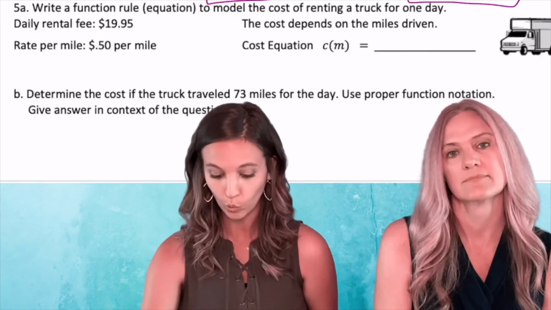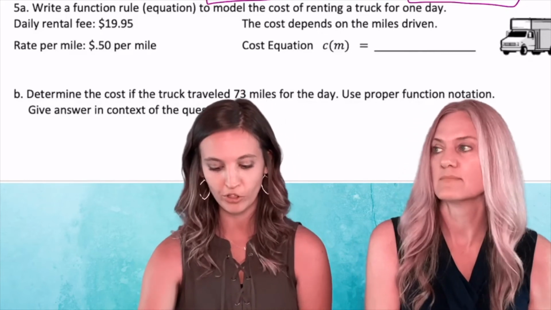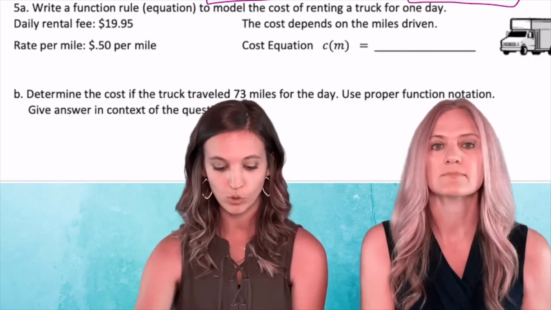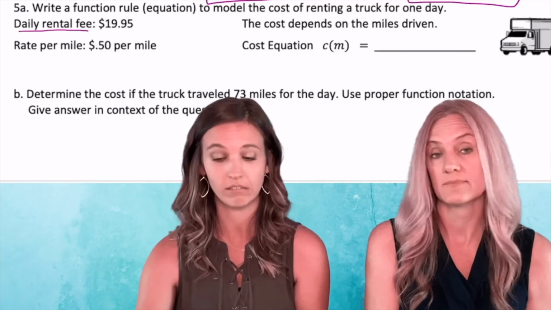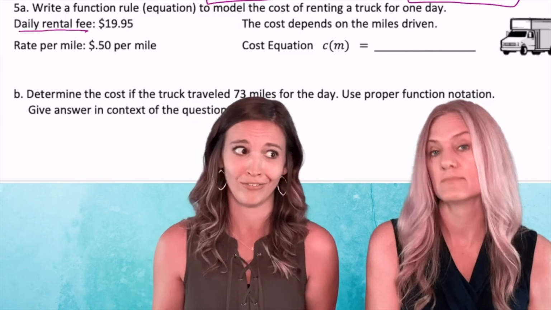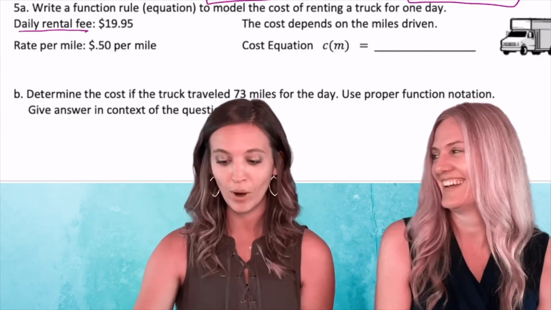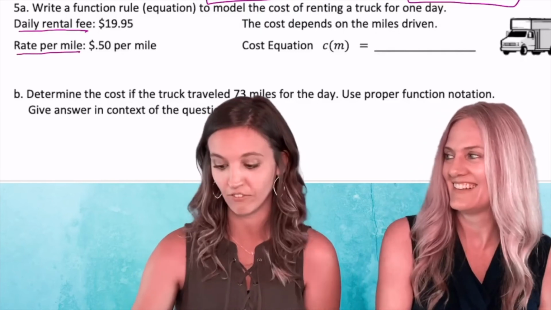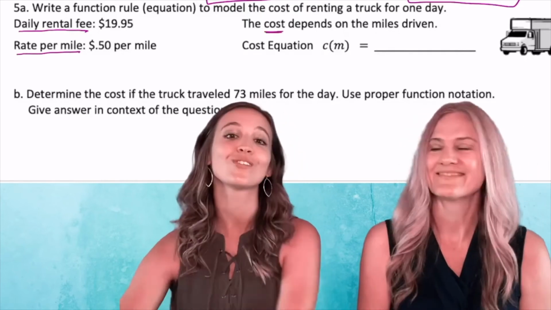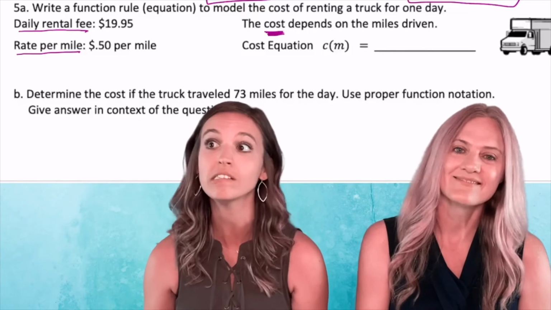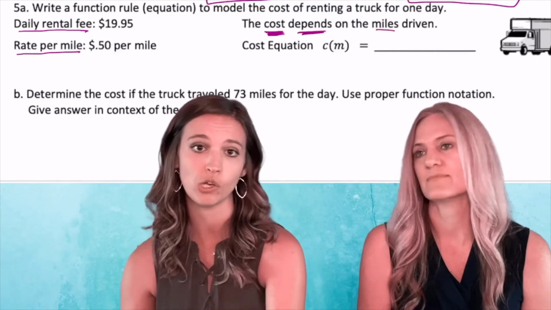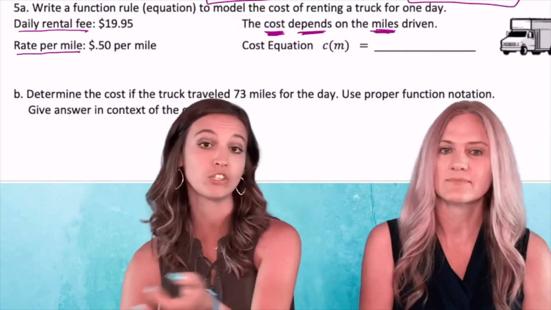We got write a function rule, an equation, to model the cost of renting a truck for 1 day. So we're given the daily rental fee, so $19.95, pretty good deal if I just want to rent a truck for 1 day and sit in it, $19.95. And then the rate per mile, so that's in addition to my daily fee, is 50 cents per mile. So the total cost of renting the truck depends on how many miles I drive. So it looks like cost depends on miles.